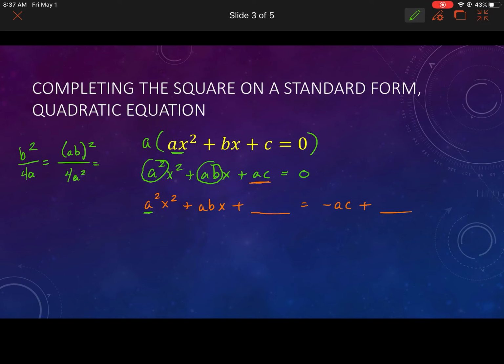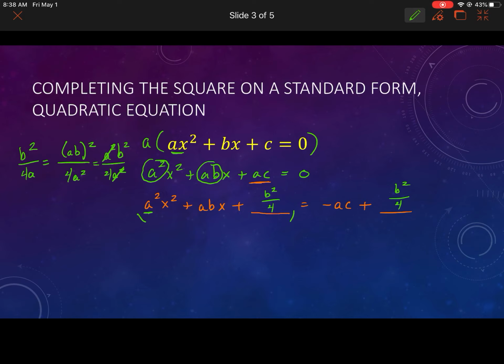If we simplify that using our rules of exponents that we hopefully are familiar with, we get a squared b squared over 4a squared, which looks messy, but the a squareds actually cancel out. So what we're going to do is add b squared over 4 to both sides. Okay, now that gives us a perfect square trinomial on the left.